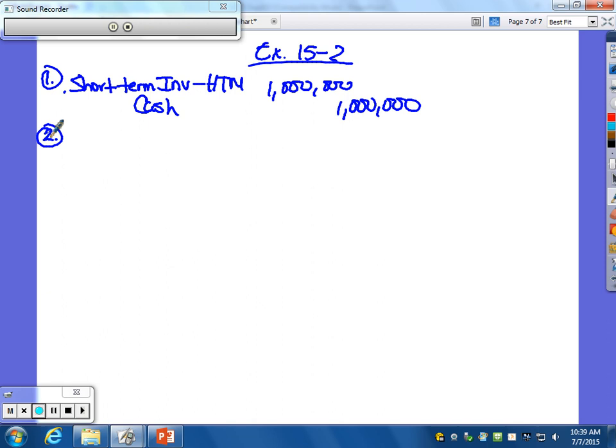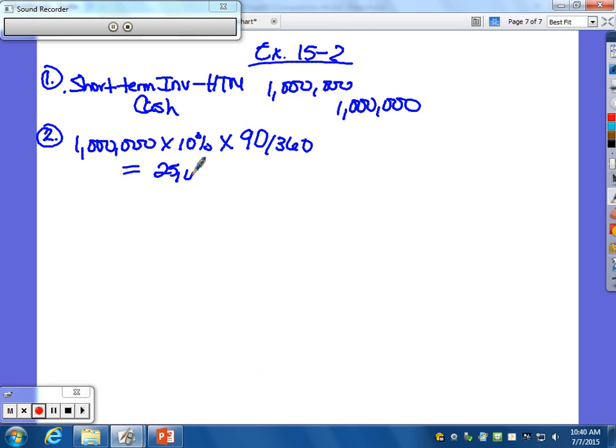So, that $1 million principal times the 10% interest rate, and also times what? Remember how you calculate interest? Principal times interest rate times term. Right. So 90 days over what? 360. Which gives us how much in interest? 25,000.